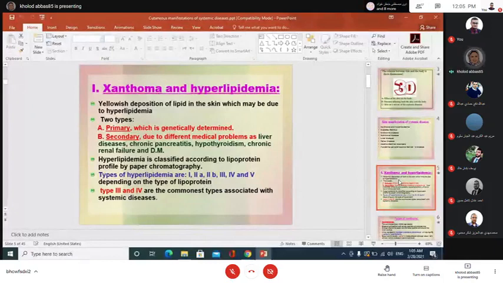Usually hyperlipidemia is classified according to the type of lipoprotein profile. This is determined specifically by paper chromatography. They divide it into type 1, type 2, type 3, 4, and 5. The types we are most interested in are type 3 and type 4, where there is a common association between skin and systemic internal disease.